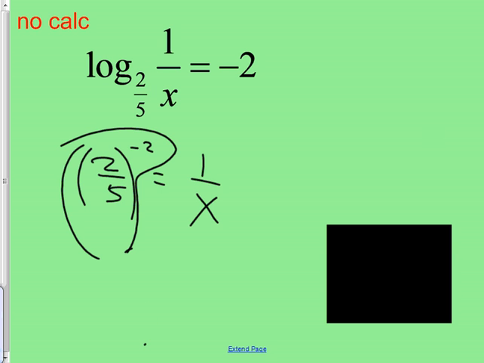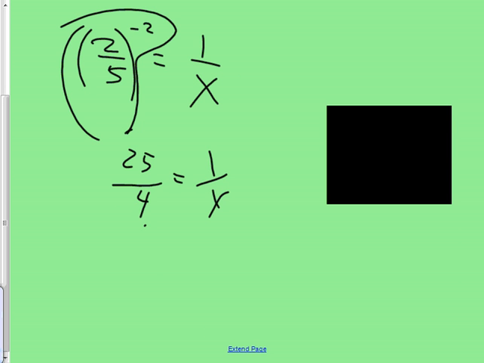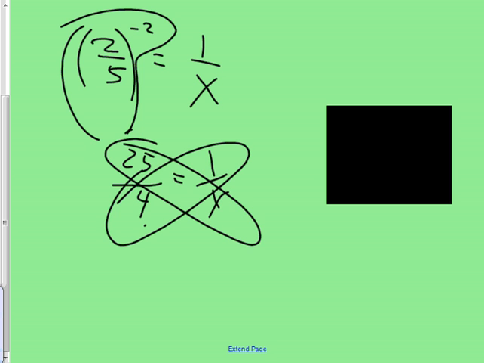Perfect. Is that the final answer? No, because why? How do I fix it? Cross multiplying works. 25x equals 4, and then you solve it.